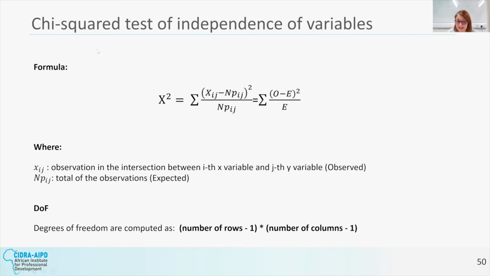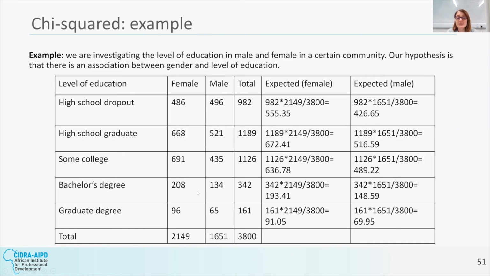Then, as in every statistical test, we compute the degrees of freedom. The degrees of freedom are basically the number of parameters which are free to vary, but we're going to see a description later on in this presentation. And the degrees of freedom in this case are computed as number of rows minus 1 times number of columns minus 1. So let's see an example.